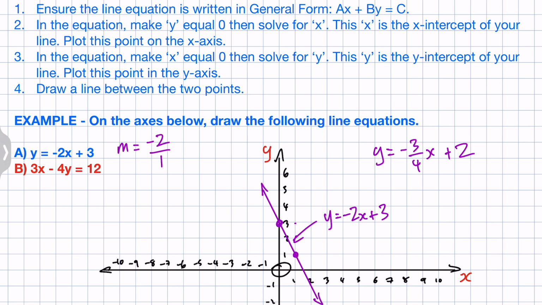I didn't see general form. Wait, AX plus BY equals C, yep. So A and B are just numbers. They don't mean anything like with the slope-intercept form. A and B and C in general form don't stand for anything like in slope-intercept form. They are literally just numbers.